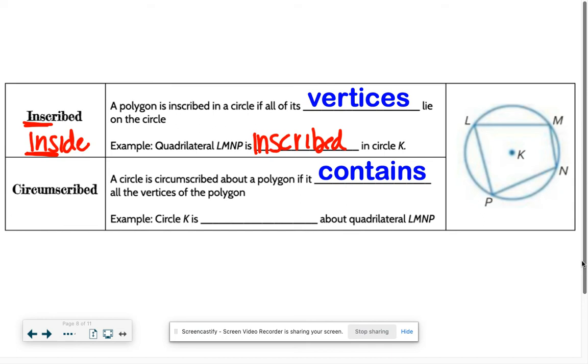Circumscribed, a circle is circumscribed about a polygon if it contains all the vertices of a polygon. So really just the opposite of what we just said. So this circle is circumscribed around the polygon because it contains all of those vertices of that polygon. So circle K is circumscribed about quadrilateral LMNP.